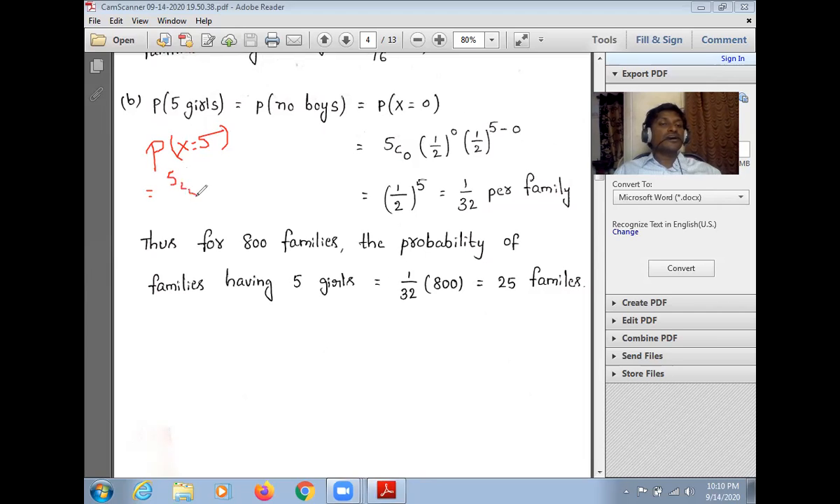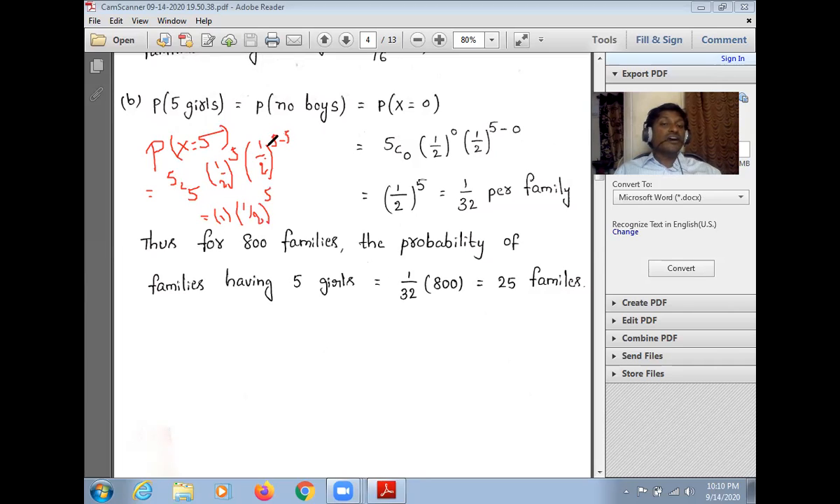5. So 5C5 times 1 by 2 whole power 5, and next 1 by 2. Why? Because q is equal to p, both are the same. Then n minus x, that is 5 minus 5. So simply what we got, 5C5 is nothing but 1. So 1 we wrote here. And next 1 by 2 whole power 5. This is as it is.